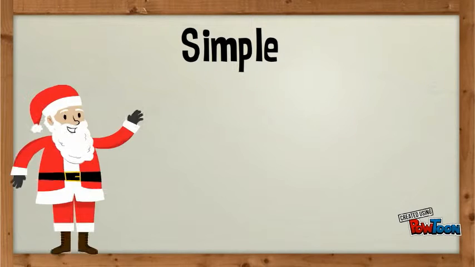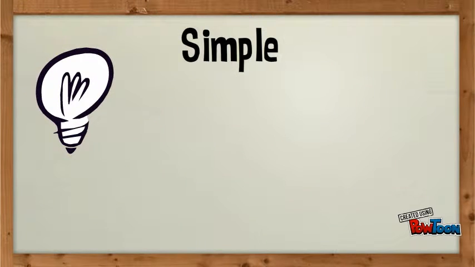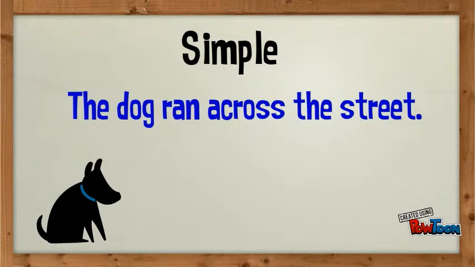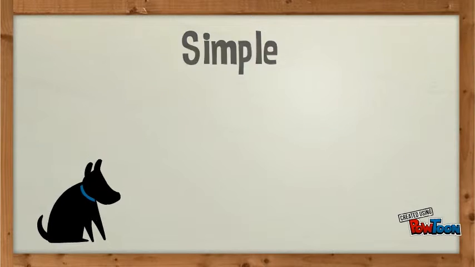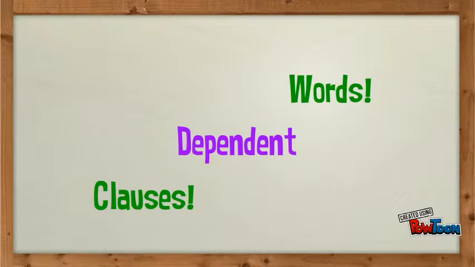You may be asking, what is a clause? A Santa Claus? Sorry, no presents here. A clause is just a group of words that has its own subject and verb. For example, the sentence, the dog ran across the street. The subject is the dog, and the verb is ran. This makes it an independent clause, or a clause that can be a sentence. There are also dependent clauses that must have other words or clauses to make it a complete sentence.